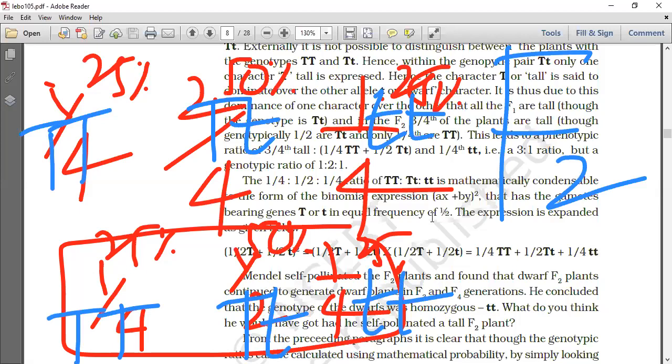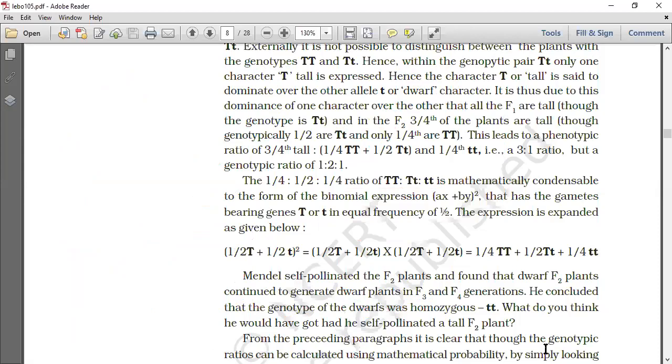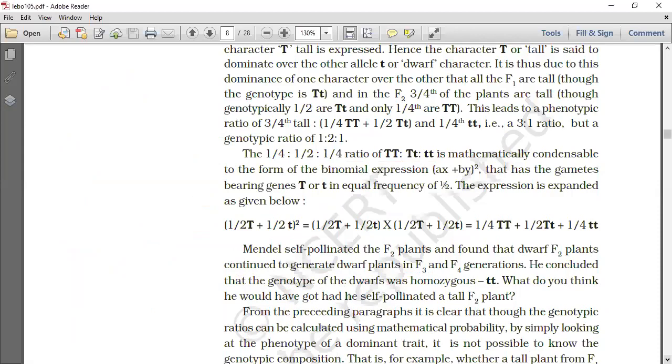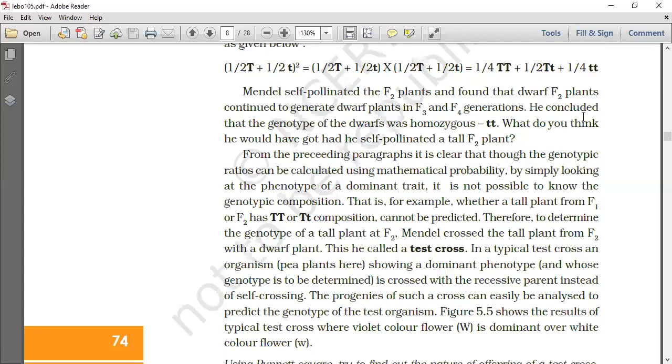So that's it. That's why I used to say, let us learn our basics, whatever we learned in earlier classes. After that only, when you see the textbook, you will understand. Mendel self-pollinated the F2 plants and found that F2 plants continued to generate dwarf plants in F3 and F4 also. He continued the experiment. If we concluded that the genotype of the dwarf was homozygous small t small t, what do you think he would have got when he self-pollinated a tall F2 plant? Yes, he did; when he self-pollinated the F2 tall plant offspring, at that time also he got dwarf plants.